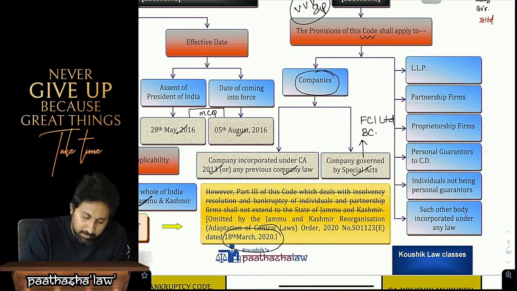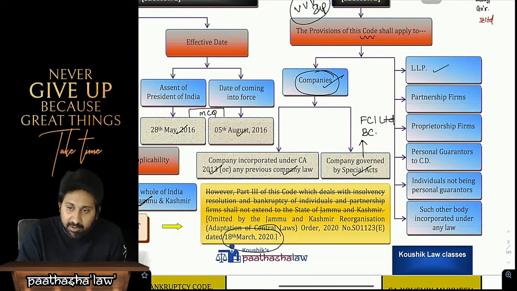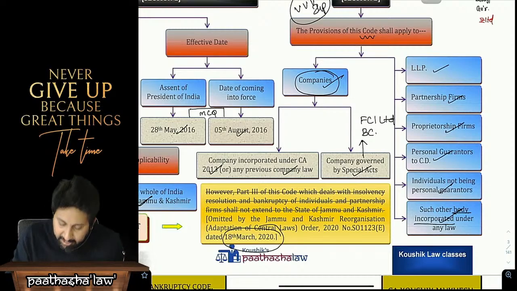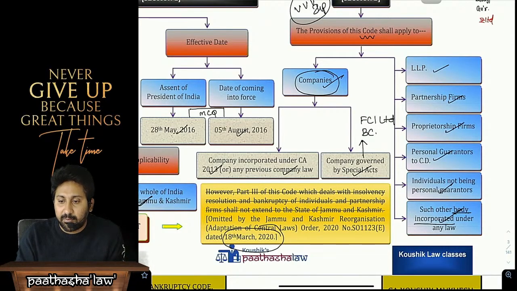Code is applicable to whom? Companies, limited liability partnership, proprietorship, personal guarantor, individual not being personal guarantors, any such other body incorporated under any law. That means only a body incorporated under any law. Any other body incorporated under any law, everything will be covered by this particular code. So this is the first query.